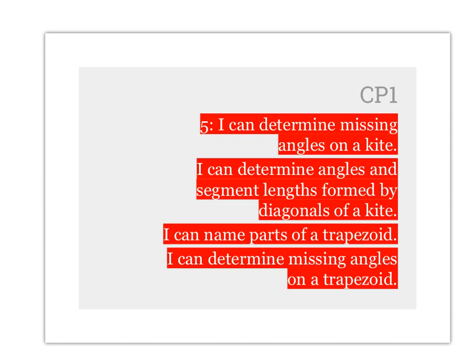Today we're going to talk about how we determine missing angles on a kite, how we can determine angles that are formed by the diagonals of a kite, how we can measure the line segments of a kite, and how we can determine missing angles on trapezoids.